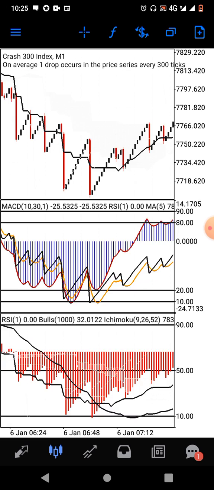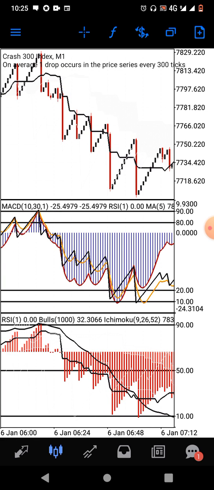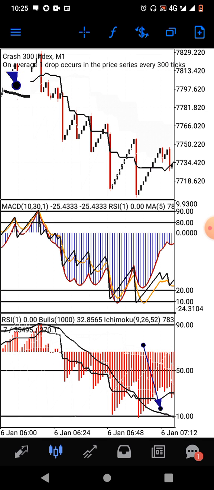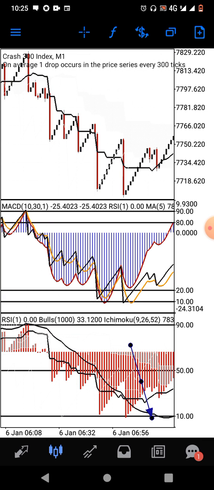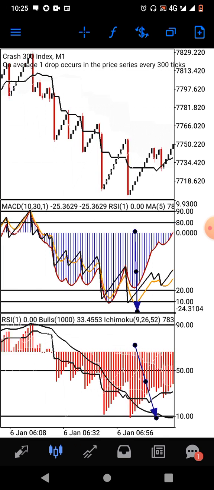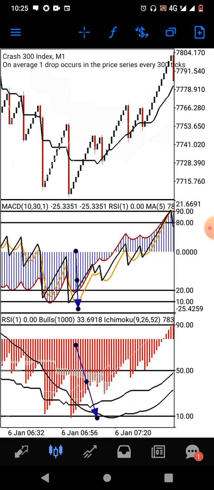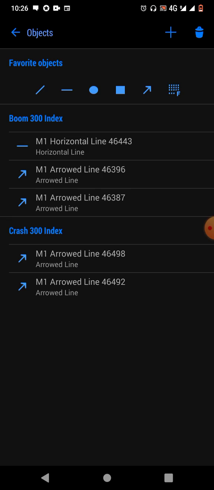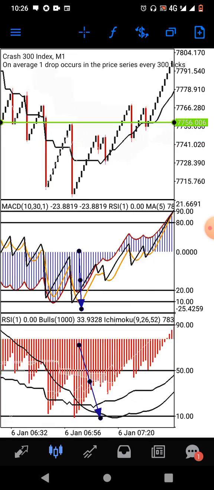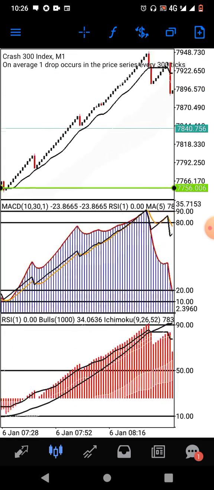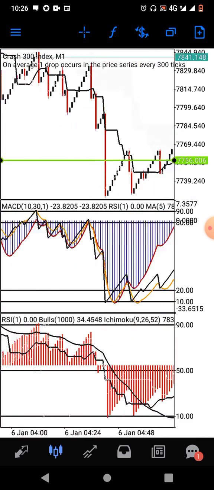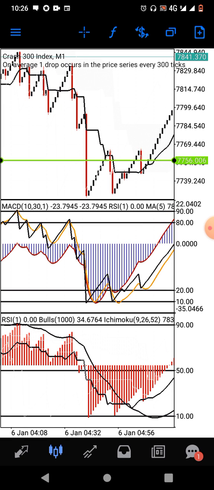For us to be buying the C300, our indicators must be below, like at the 10 level or the 10 and 20 level of the RSI. When they are there, you'll be looking for a crossover of the Ichimoku on the main chart. And then when it crosses over, what happens? You take your buy. So it's actually an awesome strategy, okay, guys.